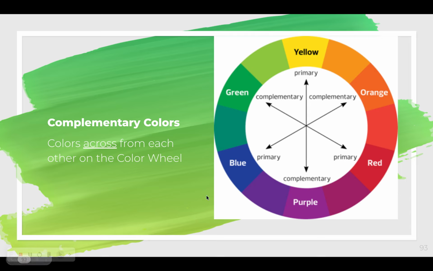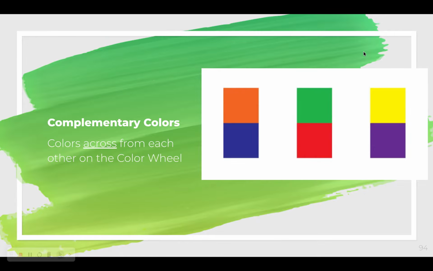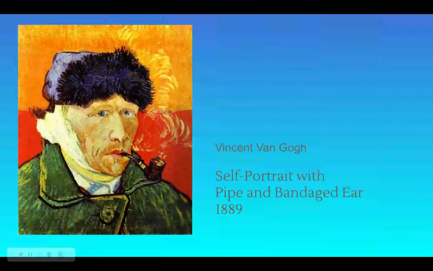Now we're talking about complementary colors. These are colors across from each other on the color wheel. They can be a mixture of a primary with a secondary color. We also have tertiaries that are complements of each other. So the reason why we would put complementary colors next to each other is they make the other colors appear more bright and they contrast.